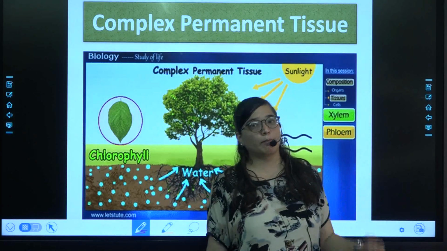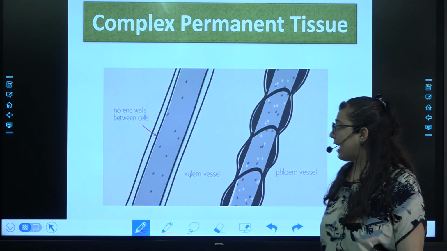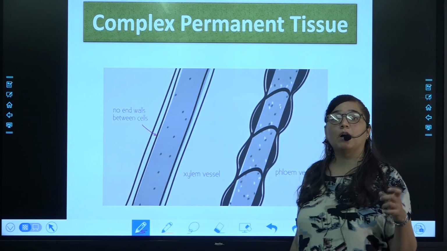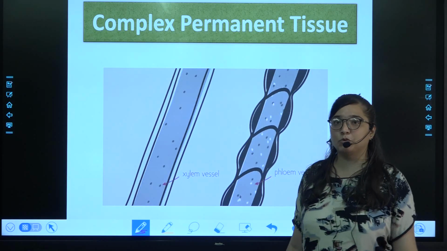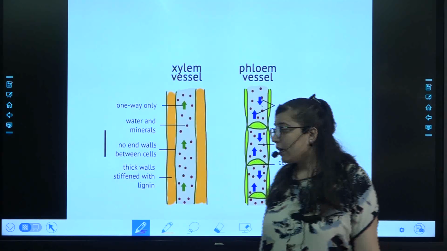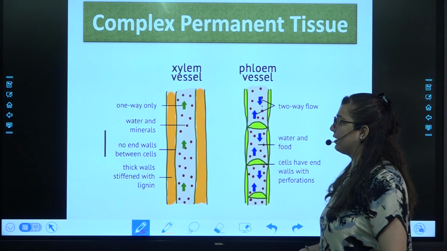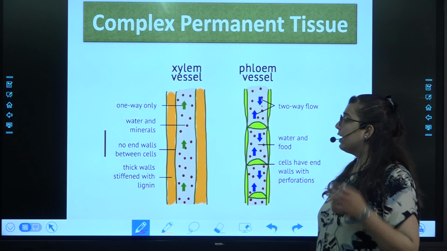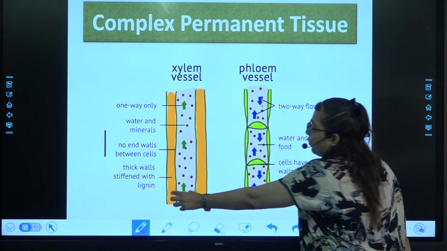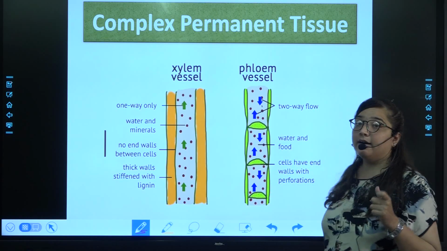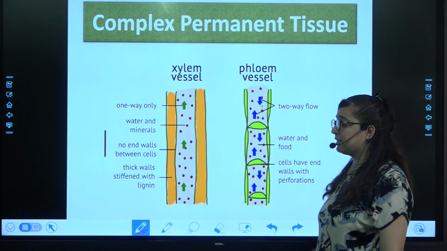Then we talked about the complex permanent tissue. With the help of this image, we said that xylem, in them the conduction is just in one direction, while in phloem it is in both the directions. Next is over here. Only there is one way, that is waters and minerals are moving, and thus inside the cell wall over here, wherever the place is, it is filled with the lignin. While here it is the dual way.